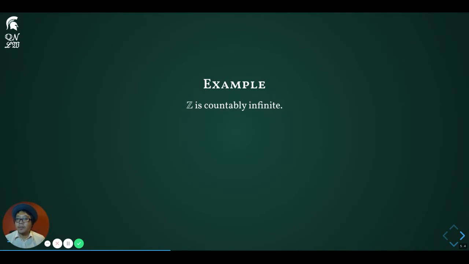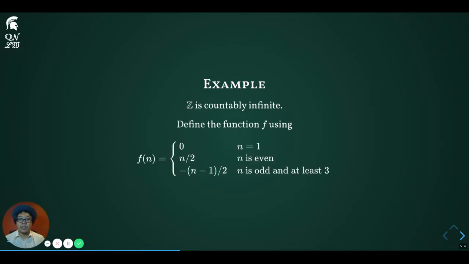An example of a countably infinite set is Z, the set of integers. This is interesting as this means that there are as many natural numbers as there are integers. The bijection between the two sets can be given by the function f, where f of n, with n a natural number, is set equal to 0 if n equals 1, set equal to n over 2 if n is even, and equal to negative the quantity of n minus 1 over 2 if n is odd and at least 3. I leave this as an exercise on the exercise sheet to check that this function is indeed well-defined, that the range can be taken to be Z, and that the function is both surjective and injective.